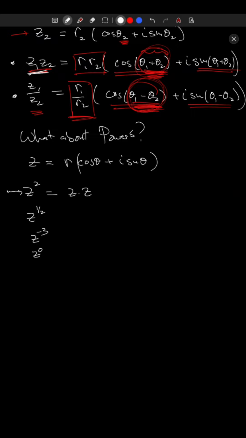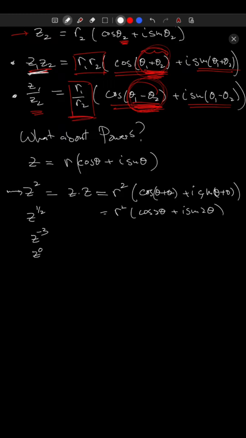For this one example up here, z squared equals z times z, we can just use the product property that we talked about above. z times z would be, in trig form, r times r, which is r squared, and then cosine of θ plus θ, because we're multiplying the same thing, and then plus i sine of θ plus θ. But θ plus θ is just 2θ. So this is r squared (cos 2θ + i sin 2θ).